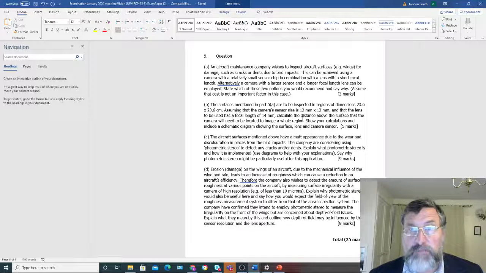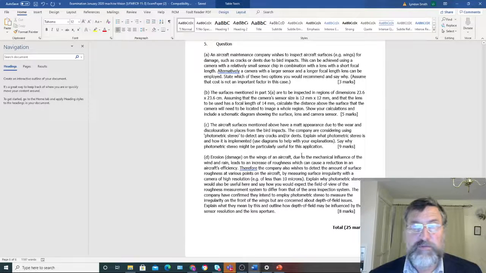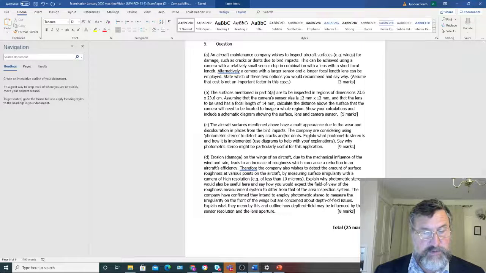I want to put a diagram in there. Yeah, there's quite a bit of information. You might find more information off the internet to help you do a bit of revision around the side of this. Why is it particularly useful for this application? Well, the reason is that unlike just taking a normal image, photometric stereo allows you to isolate and therefore detect the 3D profile of the surface defect in the presence of 2D surface discoloration due to bird impacts.